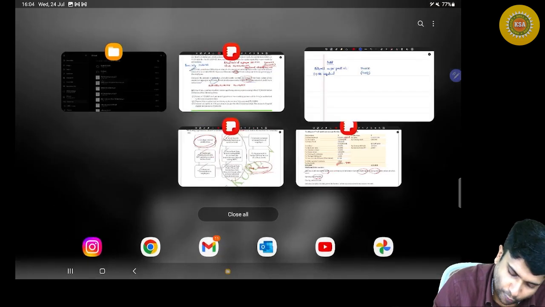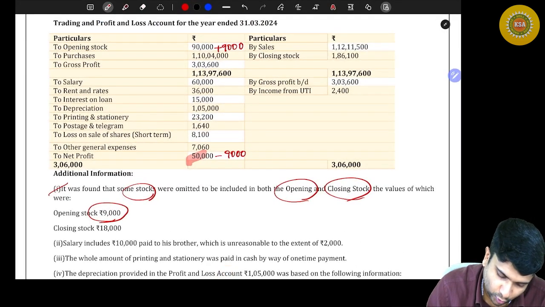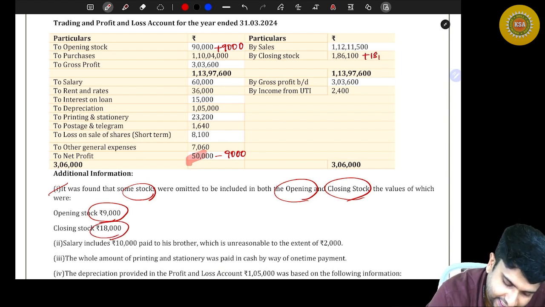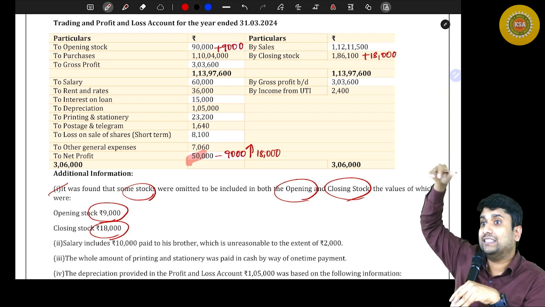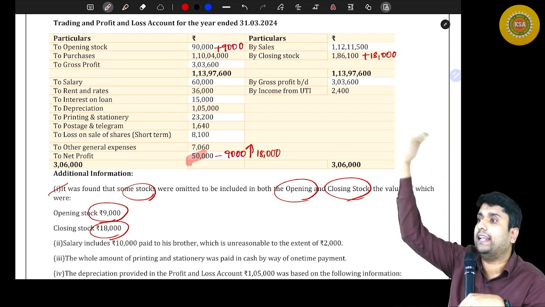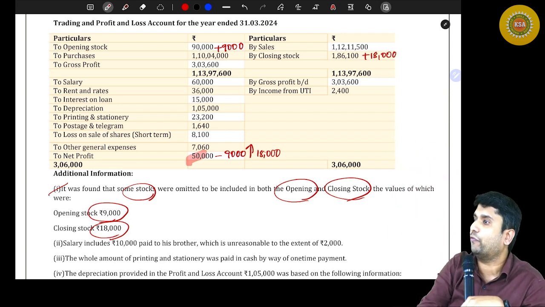Then there is an omission for the closing stock. How much closing stock is omitted? 18,000. That means closing stock has to be increased by 18,000. If you increase a credit item, then your profit will go up. Are you with me? It's just like, imagine it is just like a sale. If there is an 18,000 sale, then your profit will go up.